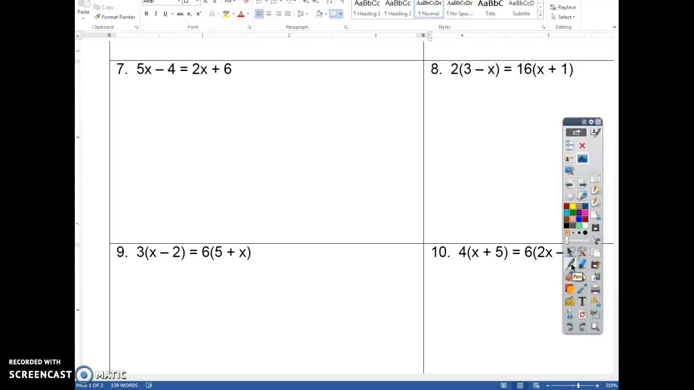Okay, so let's go down our list for number 7. Step number 1, do I need to distribute? Is there any parentheses? No, cross it out. Step number 2, do I need to combine like terms? That means, do I need to combine these two? No, they're different. Do I need to combine these two? No, they're different. Step number 3, move the smallest variable.